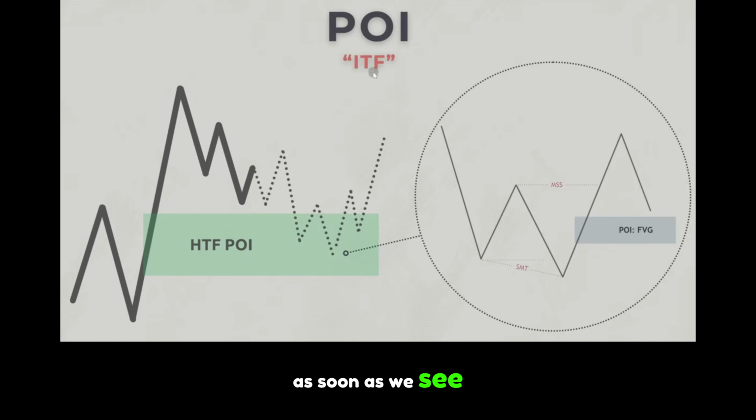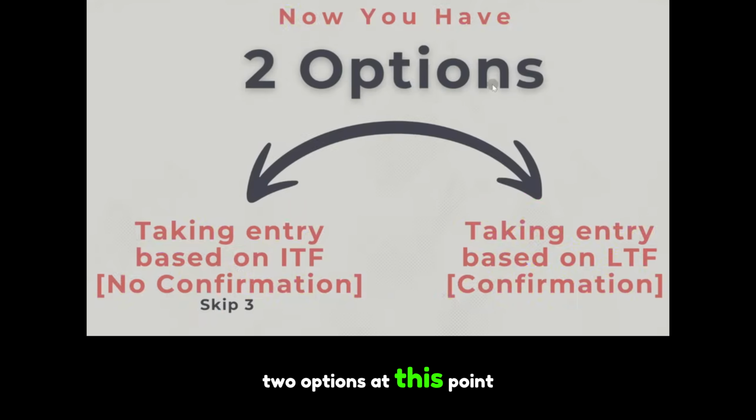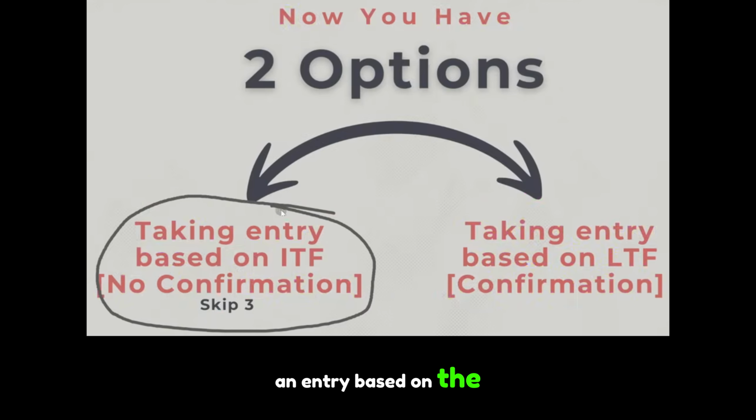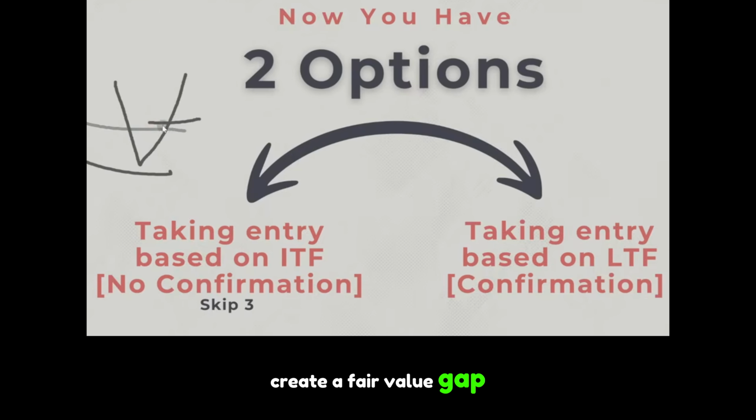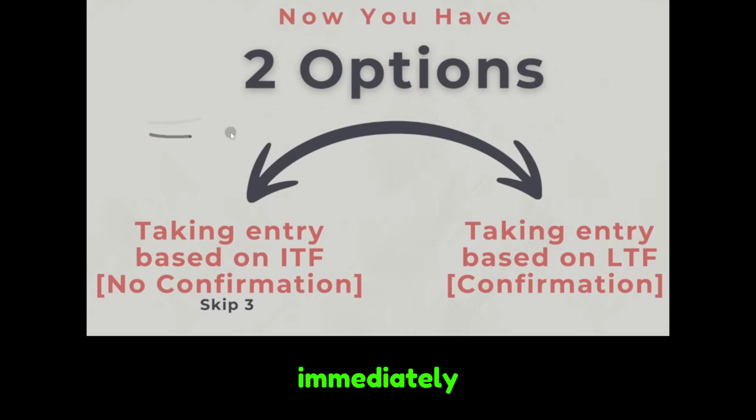So as soon as we see this in our intermediate time frame, then we could actually switch to the lower time frame and look for an entry from there. Two options at this stage. You either can take an entry based on the intermediate time frame, and therefore you can skip the third step. So basically this is an entry with no confirmation. You're using two time frames, higher and lower, and in between you're waiting just for that POI to create a fair value gap here and then enter from it immediately, and that's a valid one.